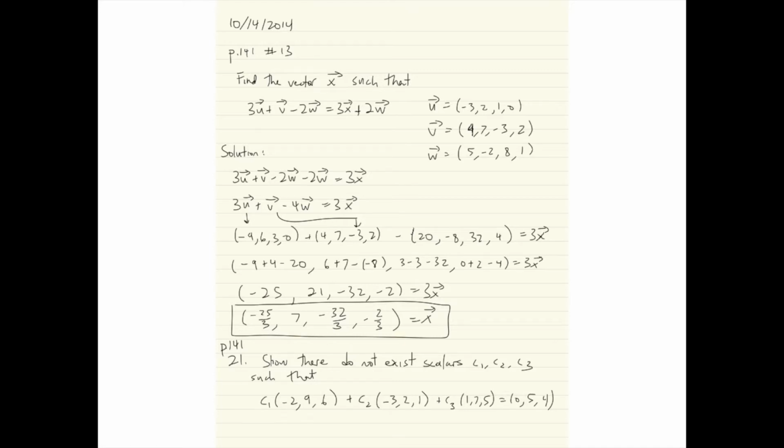Okay, let's move on to another problem. So this one here says, show that there do not exist scalars c1, c2, and c3 such that c1 times this vector plus c2 times that vector plus c3 times this vector equals this. Now, this type of question will come up a little bit later in an ensuing chapter, and what it's saying is that this vector here is not in the span of these three vectors.